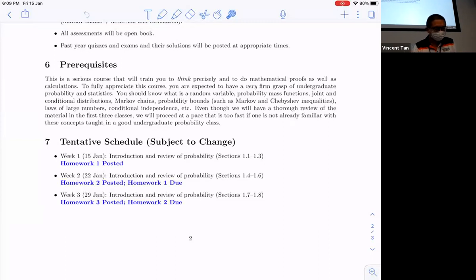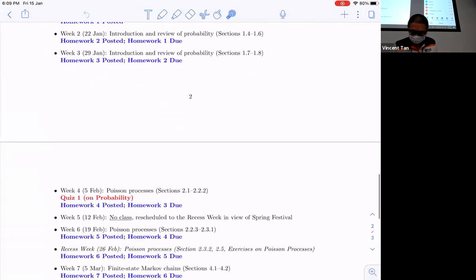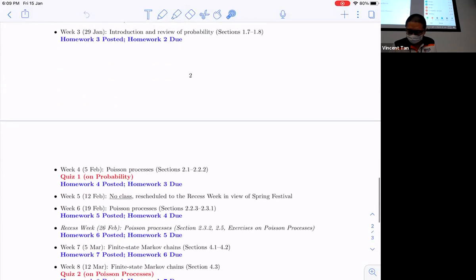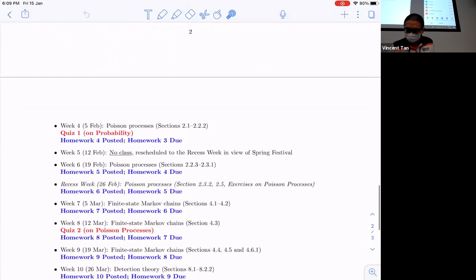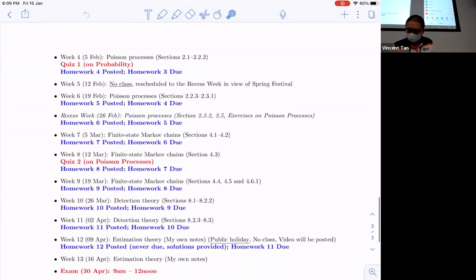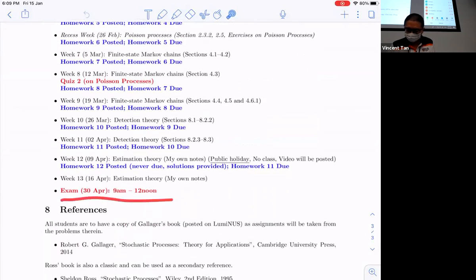Okay, this Ross book is another stochastic processes book that is taught in many other schools, but I use the stochastic processes Gallager book because that is from the school I came from. Okay, so you see all this? This is the tentative schedule. So there are no surprises. When is homework 1 out? When is homework 2 out? When is homework X due? When are the quizzes? They're all here. They're all in lecture. All the quizzes are in lecture. And then the exam is, I think, on this date because the university says it's on this date.